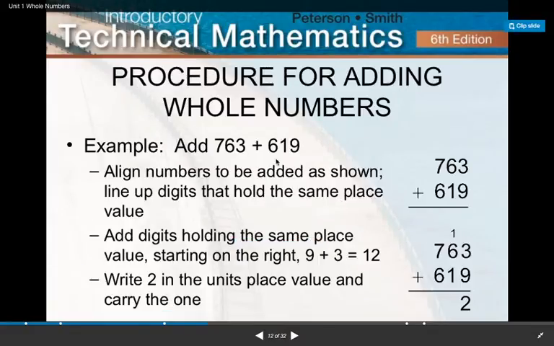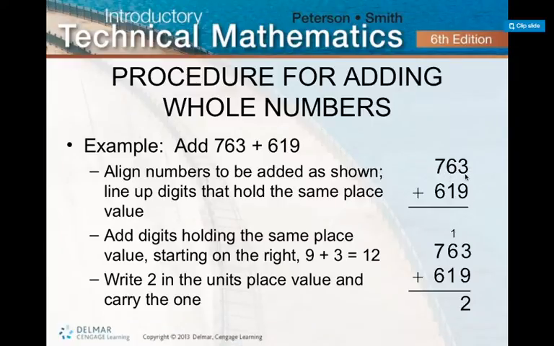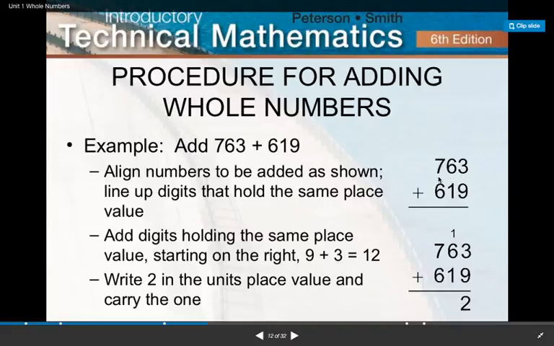So when you're adding whole numbers, which are numbers that don't have decimal points, the numbers should be lined up by place value. If we remember from place value, we always start over here, and this is the ones place, the tens place, and the hundreds place.